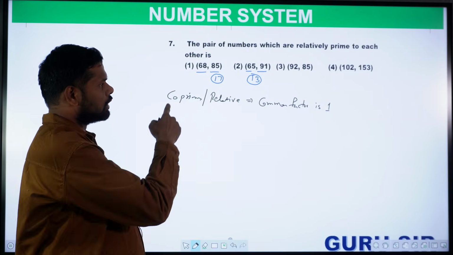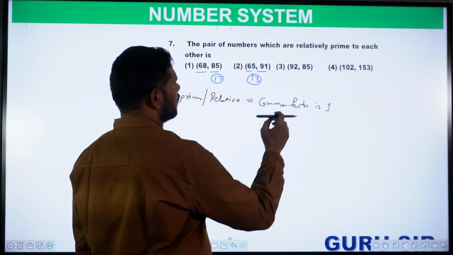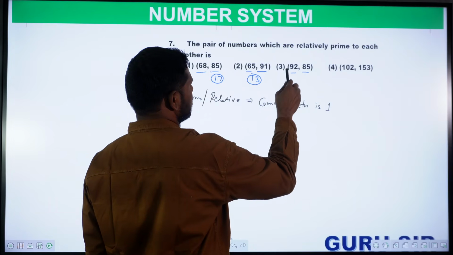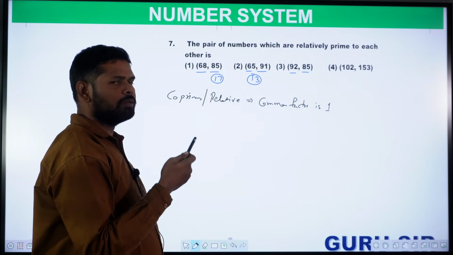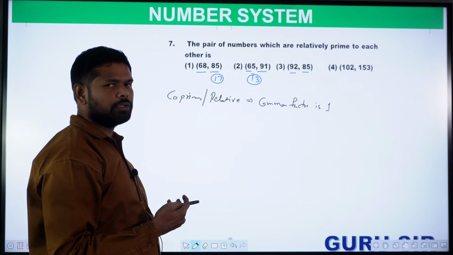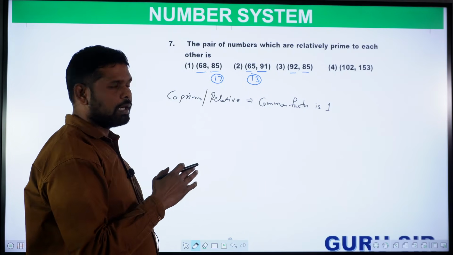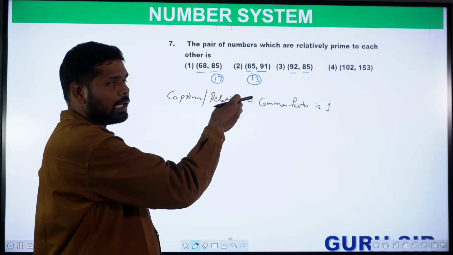So again those are also not co-prime. Now 92 and 85: 85 and 92 are separately divisible. 85 is divisible by 5 and 17, and 92 is divisible by 4, 23, 2. But combined, those two are not divisible by any common number.